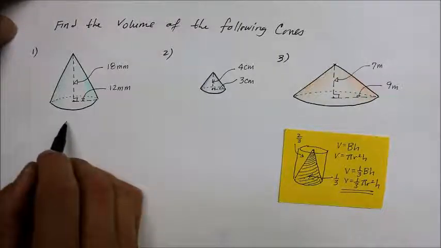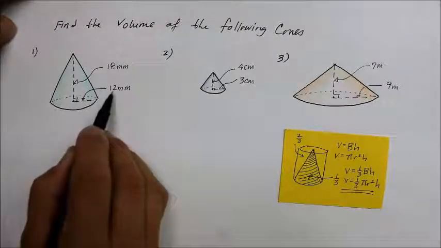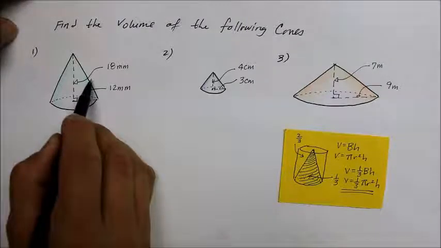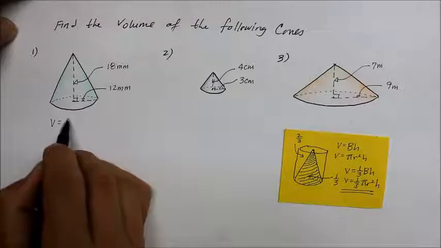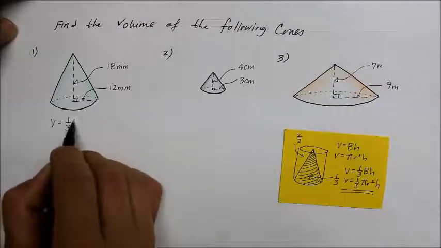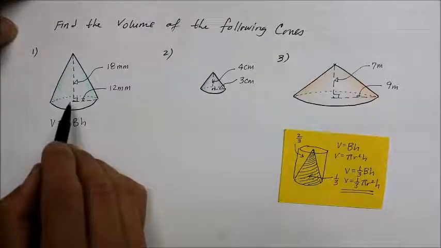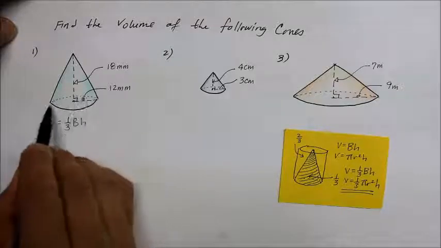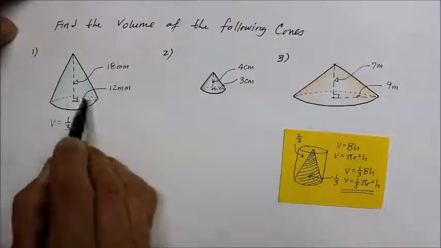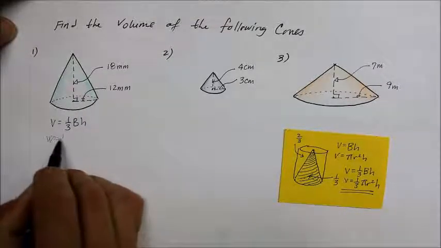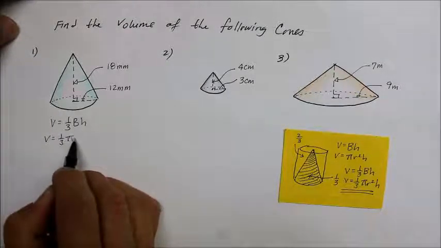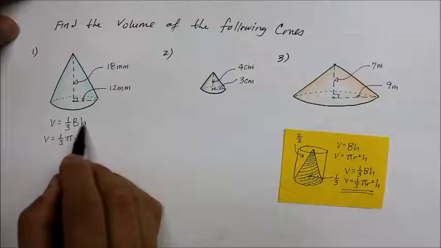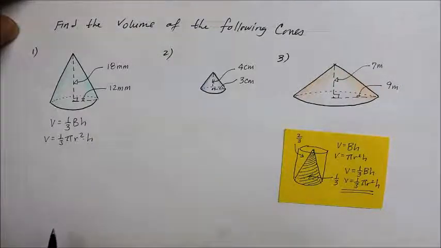So number 1, we have a cone with a radius of 12 millimeters and the height of 18 millimeters. So the volume is 1/3 base times height. And what is the base? What is the shape in which this cone is sitting on? It's a circle. So we're going to change the base into area of a circle, which is pi r squared, times the height of that cone.